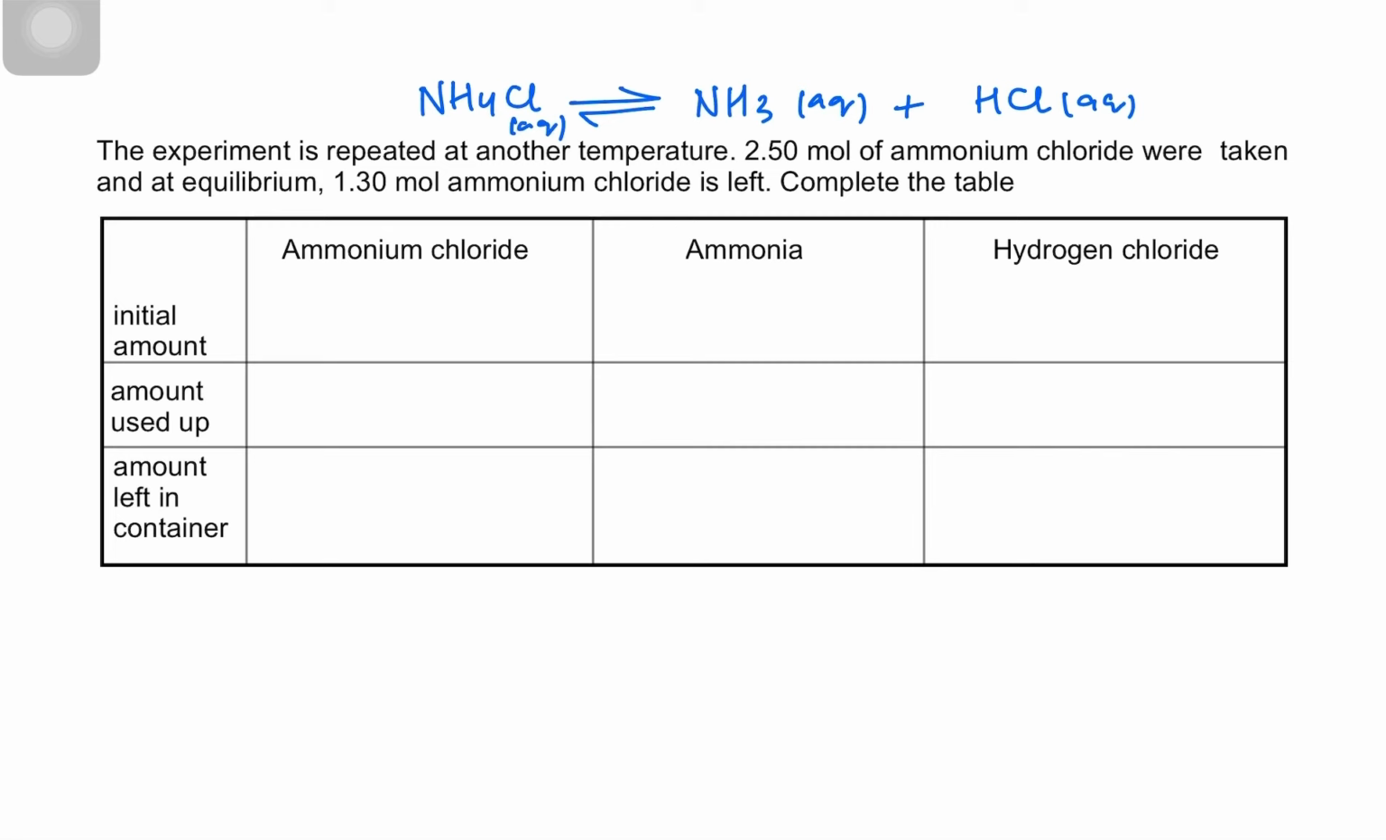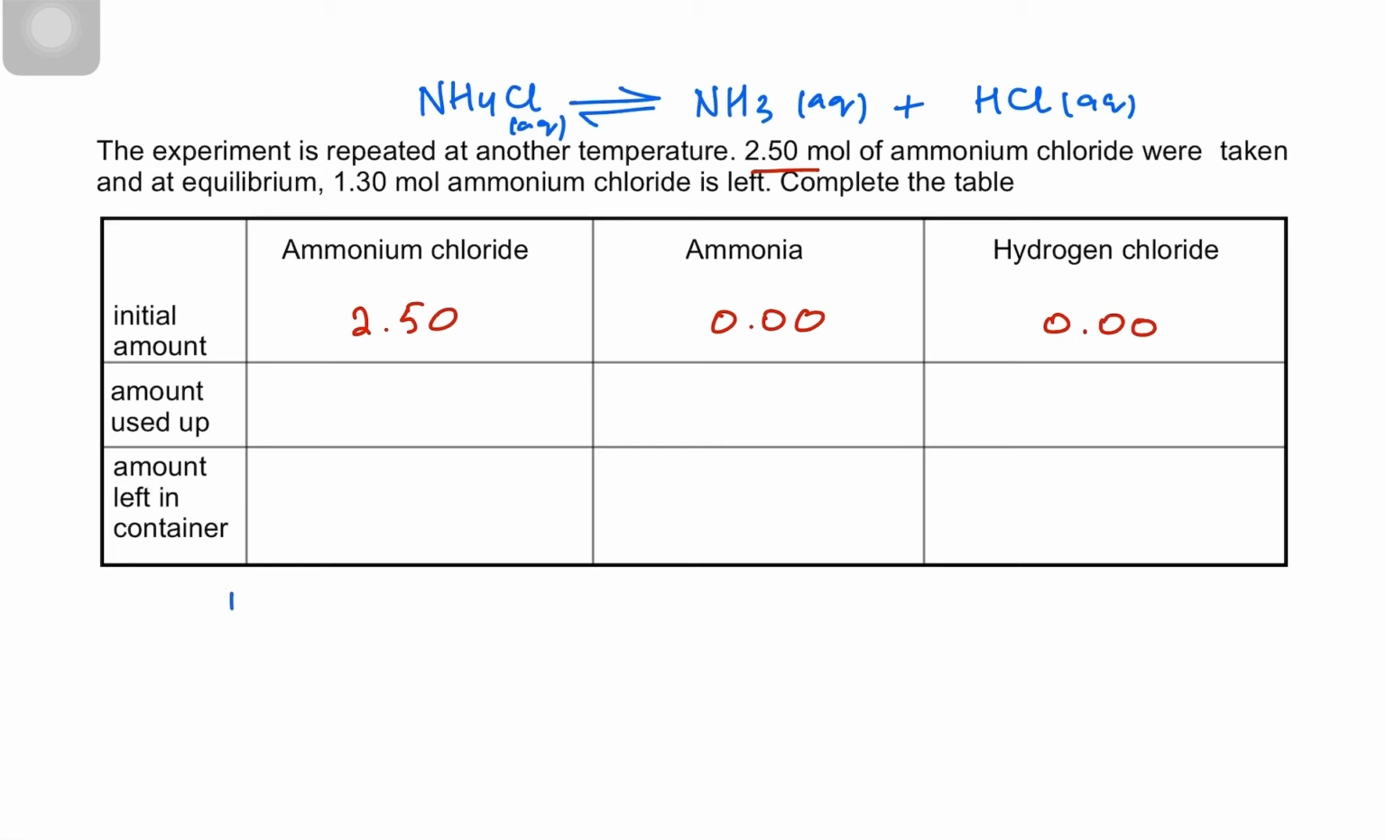Were taken and at equilibrium 1.30 mole ammonium chloride is left. Complete the table. So 2.50 mole ammonium chloride was there. Ammonia and hydrogen chloride are products, so they were not present in the beginning.